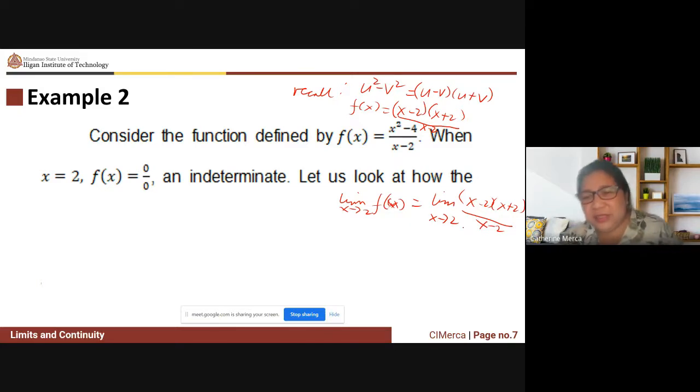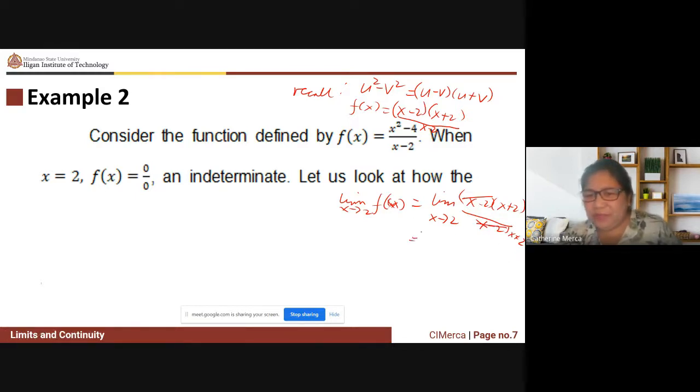Remember that it's not actually equal to 2. It is just approaching 2. So if it's just approaching 2, it does not become 0. It is a little bit beyond 2. So x here is not equal to 2, meaning to say, we can actually divide this out, because it does not become 0. Okay, x is not equal to 2.